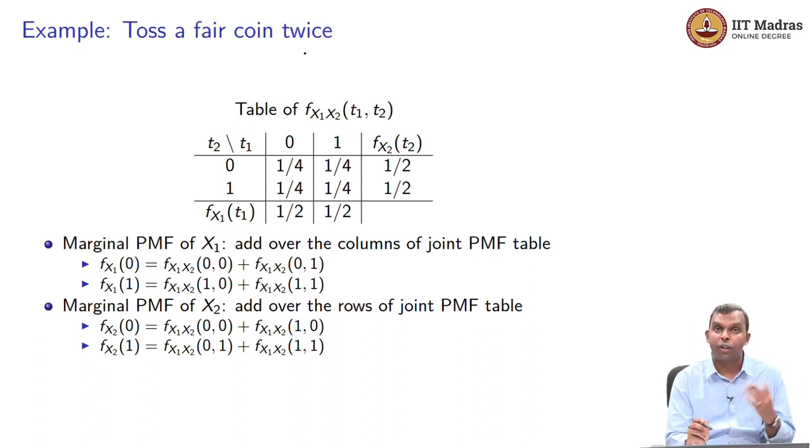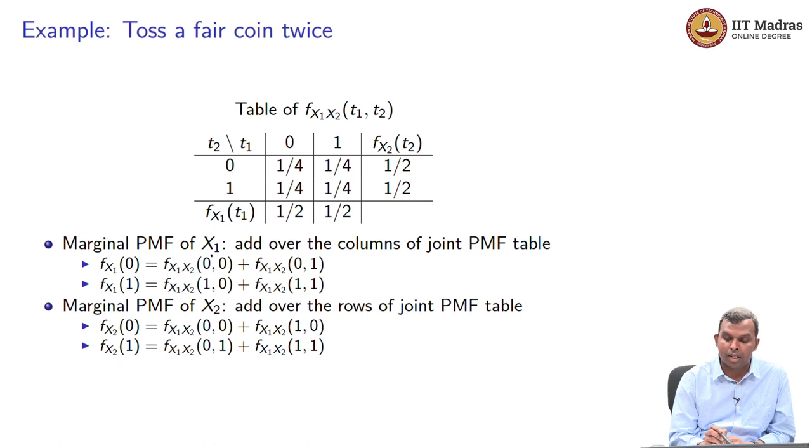So in the toss a fair coin twice example that we saw just a little while ago, we had this table for the joint PMF, right? 1 by 4, 1 by 4, 1 by 4, 1 by 4. If you want the marginal PMF of x1, you simply add over the columns of the joint PMF table. So if you want fx1 of t1, where t1 is 0, 1, this is fx1 of 0, this is fx1 of 1. You simply add along the column. You add these two, you get this, you add these two, you get this.